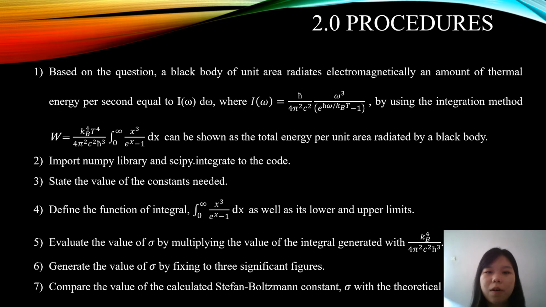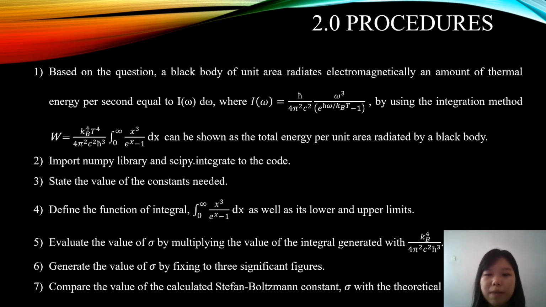Next, I'm going to talk about the procedure in this mini project. For the very first part, as given by the question, a black body of unit area radiates electromagnetically an amount of thermal energy per second equal to I omega d omega, where I omega equals h over 4 pi square c square times omega to the power of 3 divided by e to the power of h omega divided by k times t minus 1.